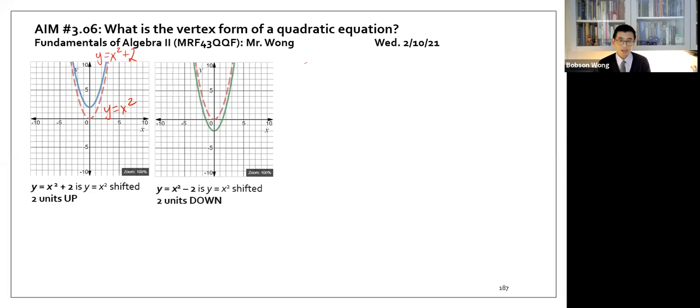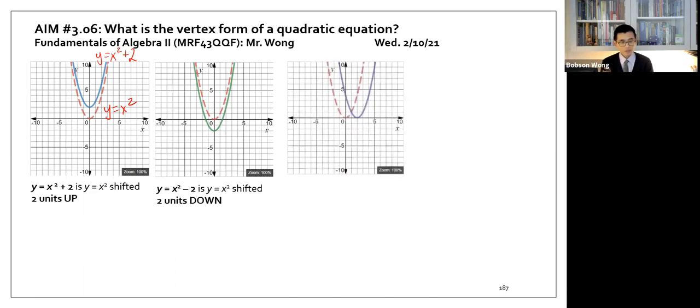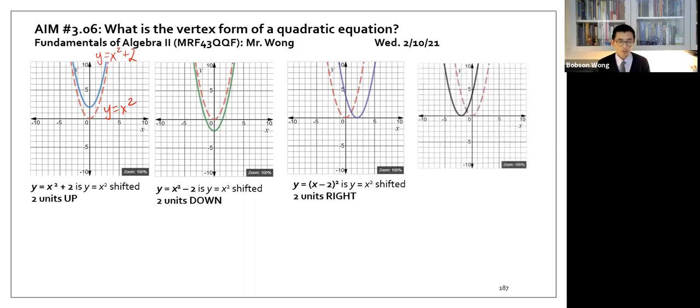What happens if we have y equals the quantity x minus 2, squared? Here we see this is y equals x squared, but shifted 2 units to the right. So it behaves in the opposite way from what we would expect. What does y equals the quantity x plus 2, squared, look like? That is y equals x squared shifted 2 units to the left.